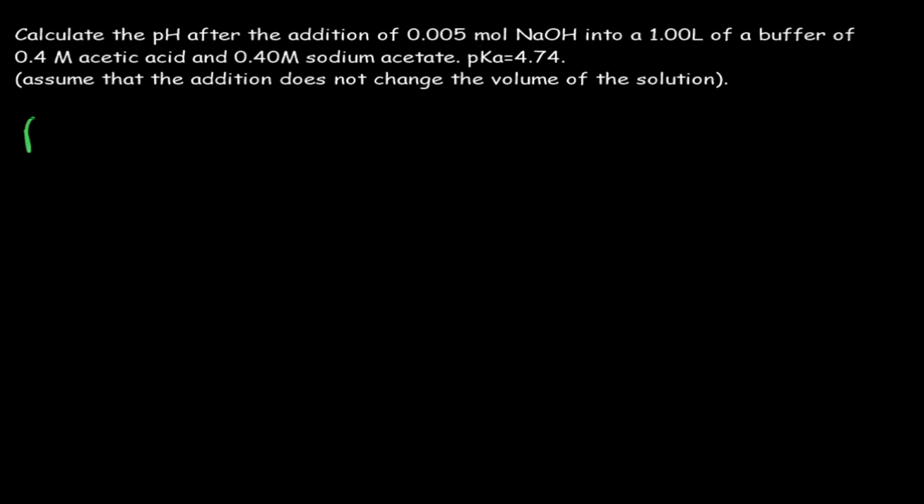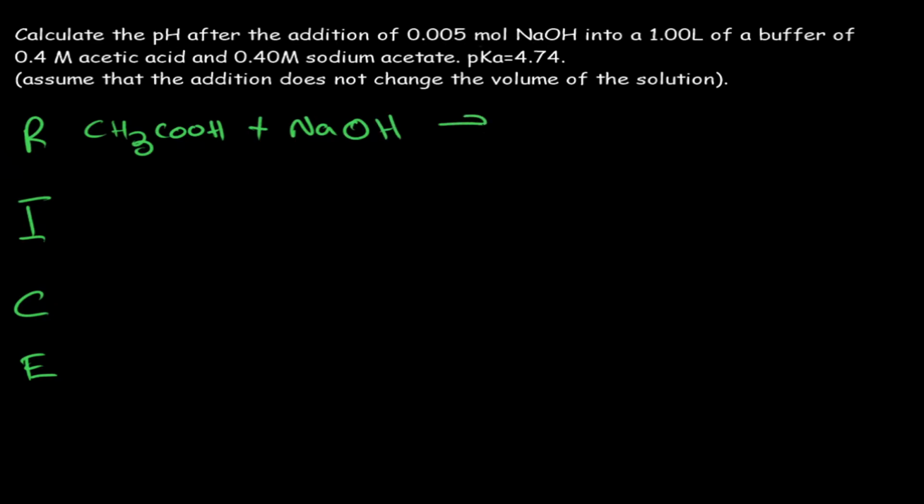So let's start with the RICE table. The reaction that's going on is between a weak acid and our strong base. Remember, when we're adding a strong base to our buffer solution, the acid is going to react with the base. So we know our reaction has to be acetic acid plus NaOH, since it will be reacting with the strong base, and that will create sodium acetate and water.